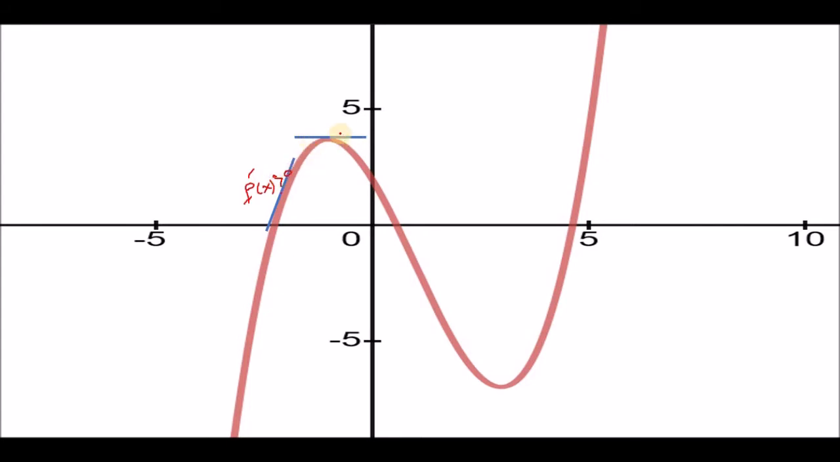In this case, we notice that the slope of the tangent line is equal to 0 because it's horizontal. So we can say that the slope of the tangent line, which is f prime of x, is basically equal to 0.